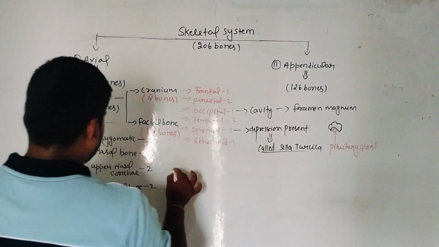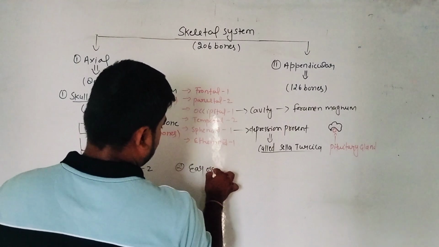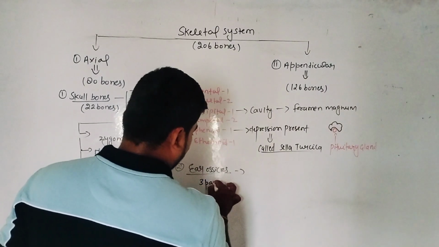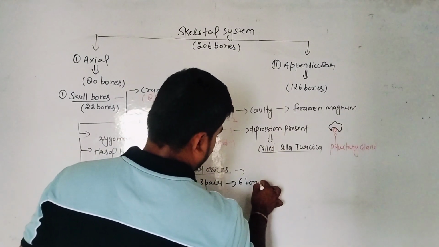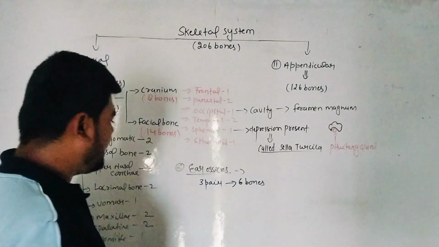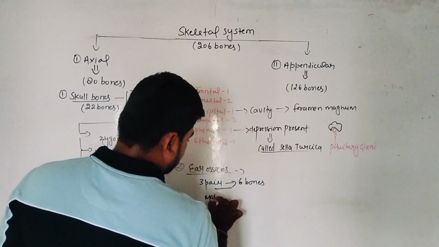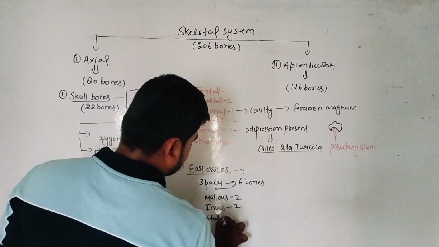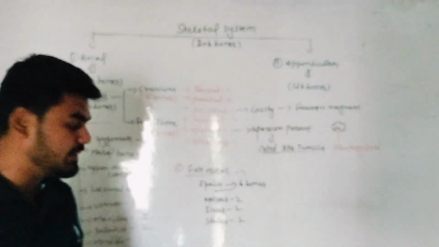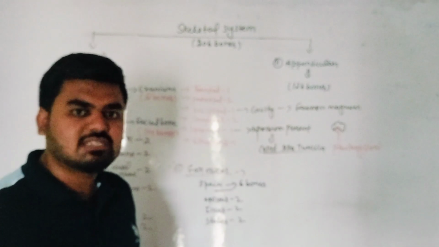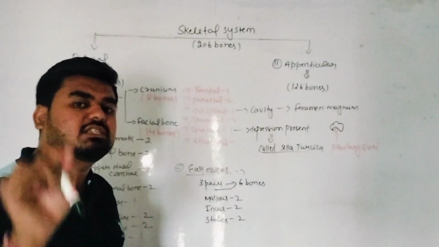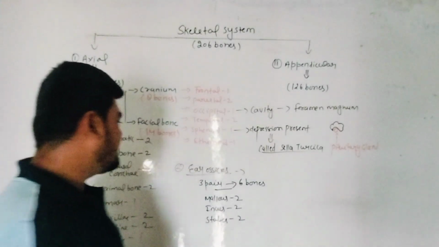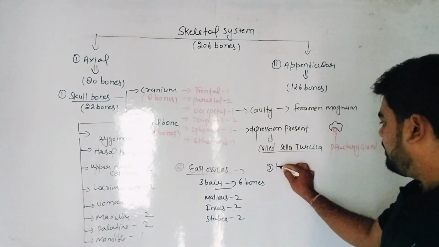Next, we can talk about the ear ossicles. There are 3 pairs of ear ossicles, in the sense, 6 bones, 3 in each ear. The names of the ear ossicles are malleus, 2 bones, incus, 2 bones, and stapes, 2 bones. The stapes is the smallest bone of the body as well as the smallest bone of the ear. The malleus is the largest bone of the ear and the incus is the middle bone of the ear. So that is about the ear ossicles.